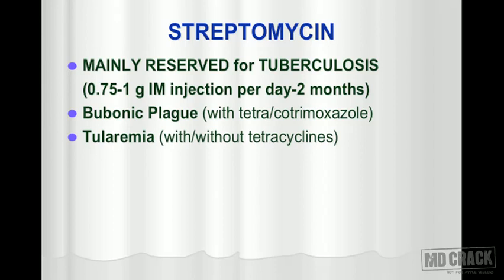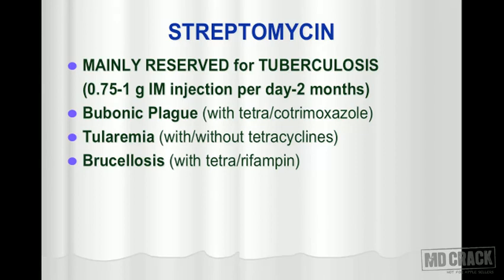Next important indication is tularemia, which we already mentioned. It could be given with or without tetracyclines. The next one is brucellosis. Again, it could be used with tetracyclines or it can be used with rifampin. And the next important indication for streptomycin is cholera. So tuberculosis, bubonic plague, tularemia, brucellosis, cholera. Lastly, we mentioned staphylococcus and streptococcus, so you can think of using it against endocarditis.